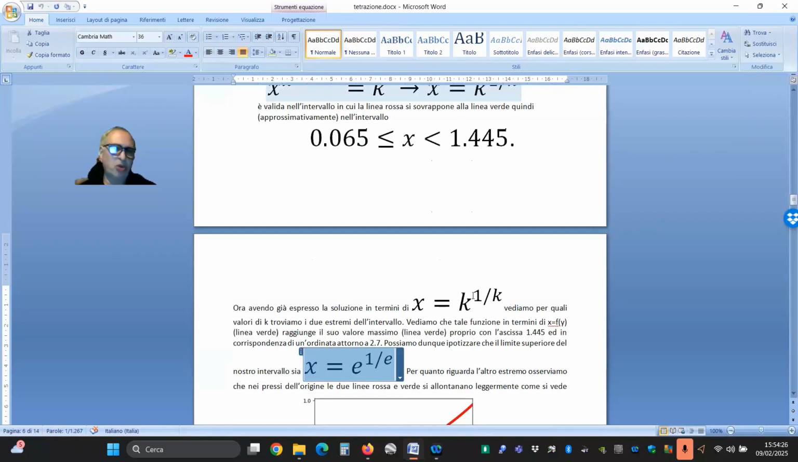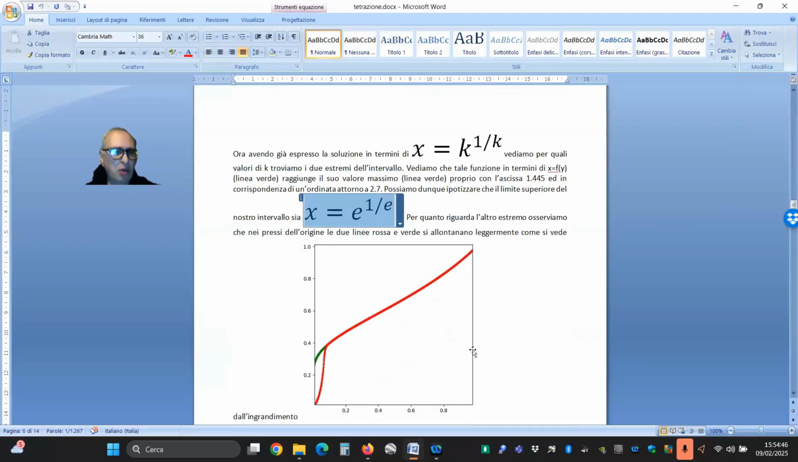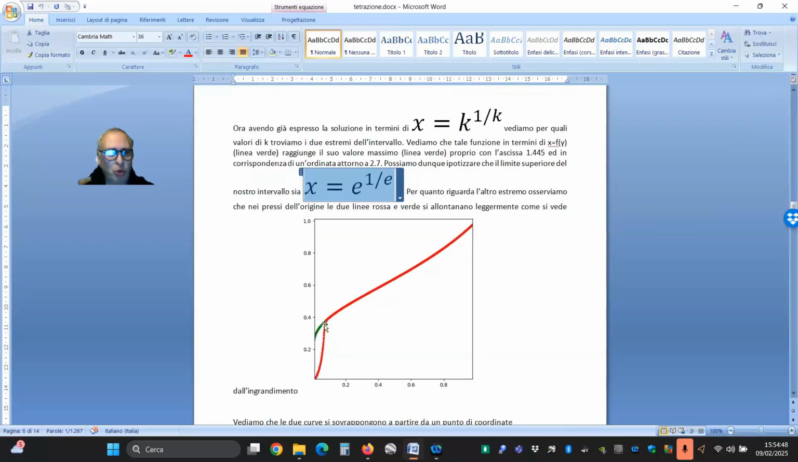As a hypothesis, we can then think of writing this maximum limit as e raised to the power of 1 over e. And now we see it here. So we make this hypothesis. From a graphical point of view, it would seem that the maximum limit of the infinite tetration function is this e raised to the power of 1 over e. Let's go see what happens at the minimum limit. At the very minimum limit, let's go ahead and zoom in closely.